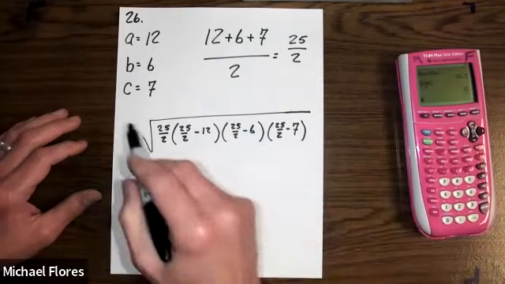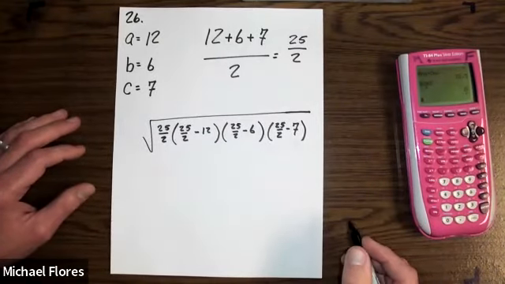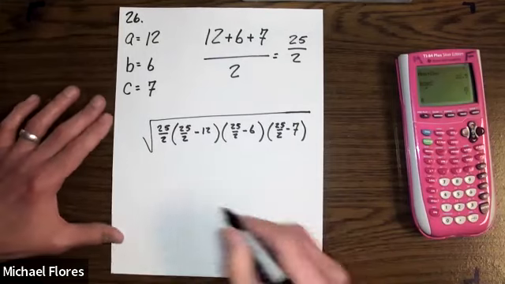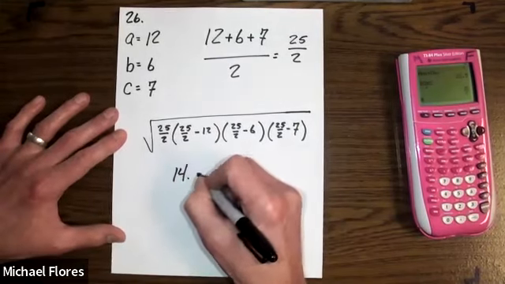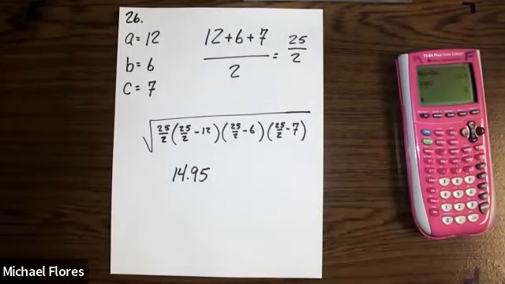So anyway, I would plug this into my calculator exactly how I have it written on my screen here. And if you do that correctly, you'd get 14.95, rounded to 2 decimal places.